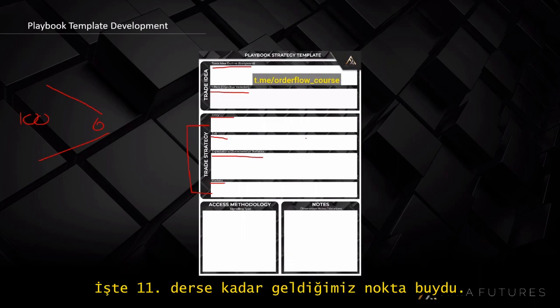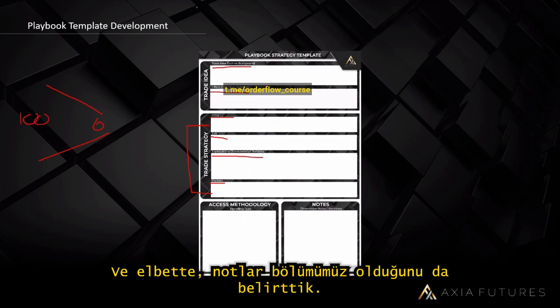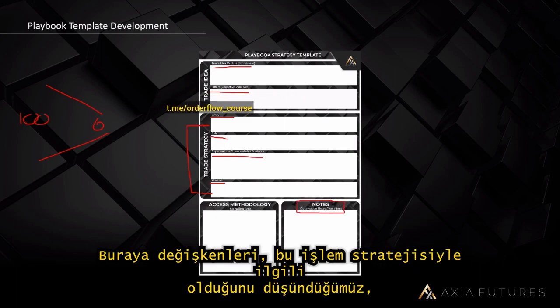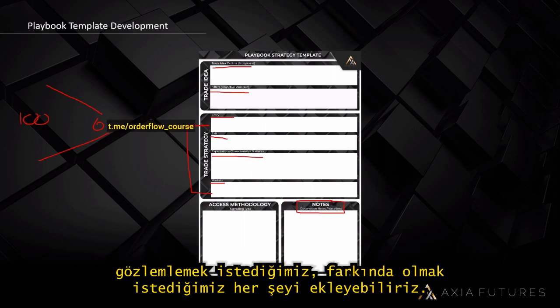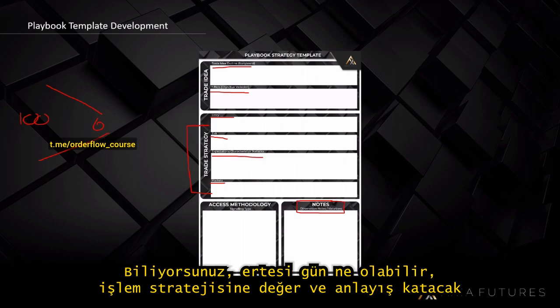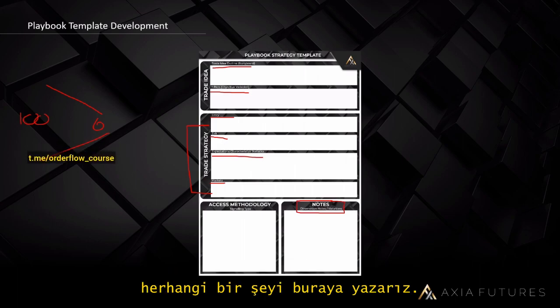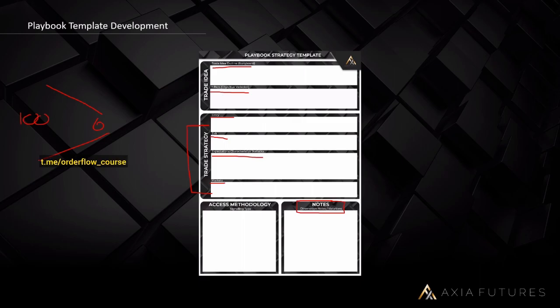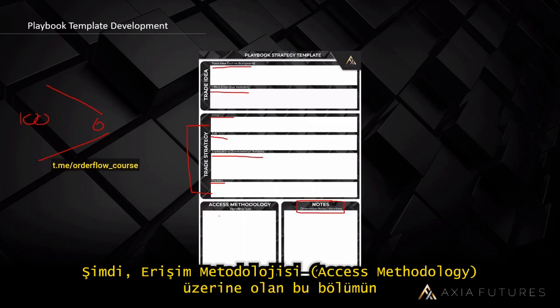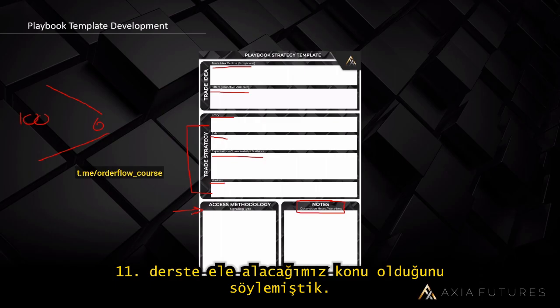So that's where we got to in lesson 10. And obviously then we noted we have the notes section where we can include any variables, anything we think relevant to this trade strategy that we want to observe, that we want to be aware of, what might come the next day, anything with regards to this trade strategy that will add value and understanding to it. Now what we said was, this section on access methodology is what we are going to deal with in lesson 11.